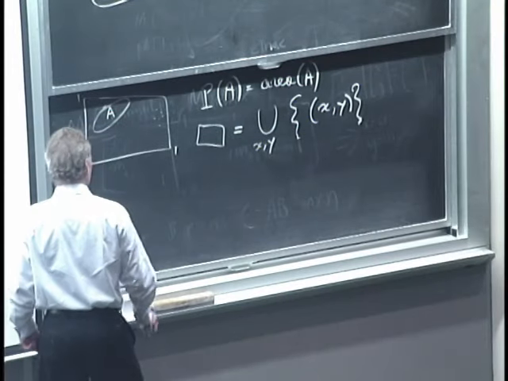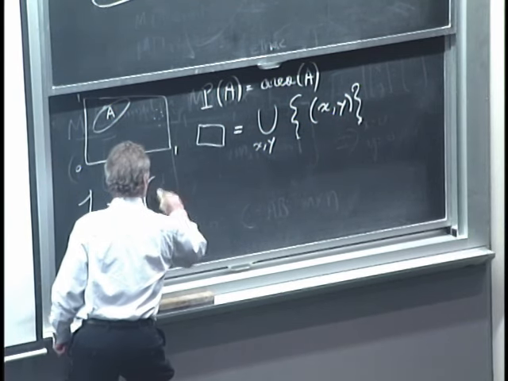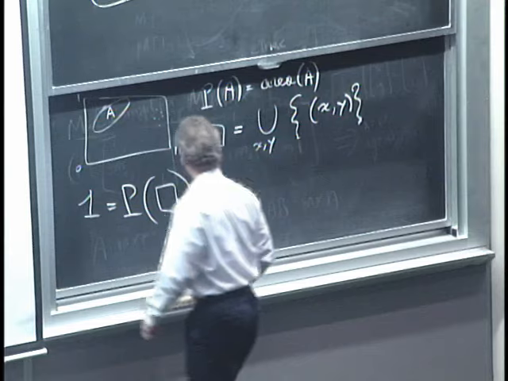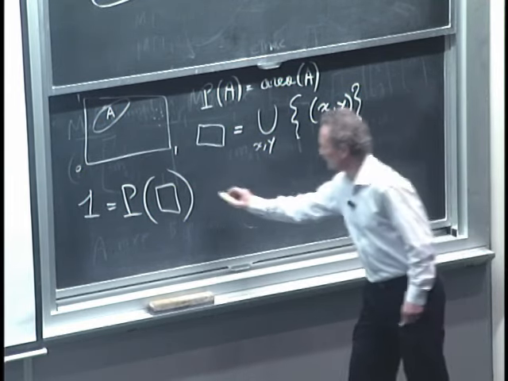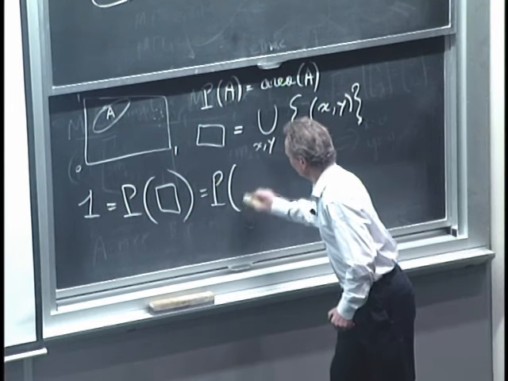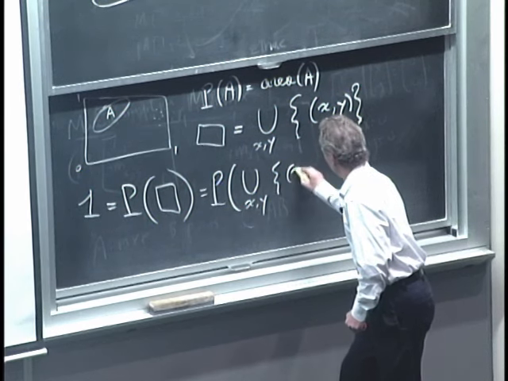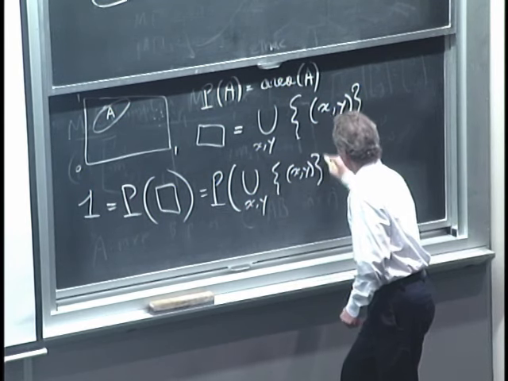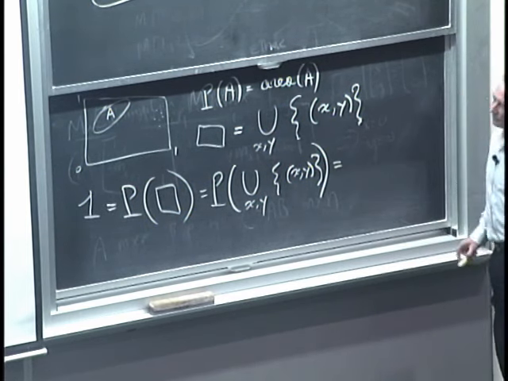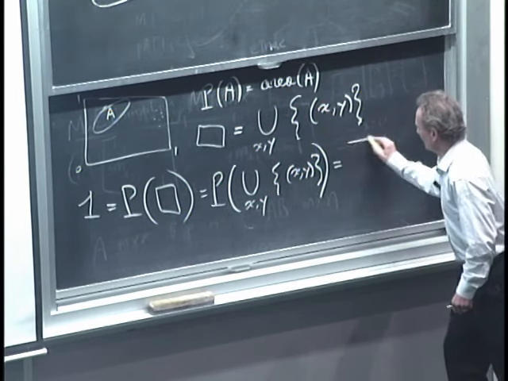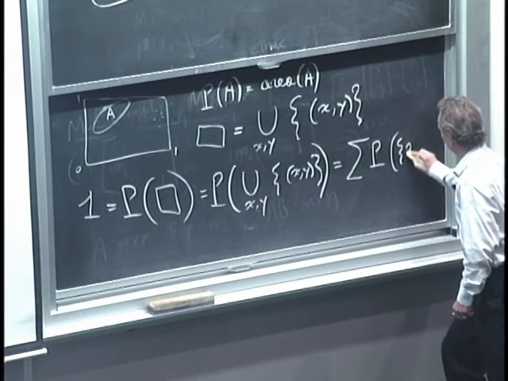And now let's do a calculation. One is the probability of our overall sample space, which is the unit square. Now, the unit square is the union of these things. Which, according to our additivity axiom, is the sum of the probabilities of all these one-element sets.